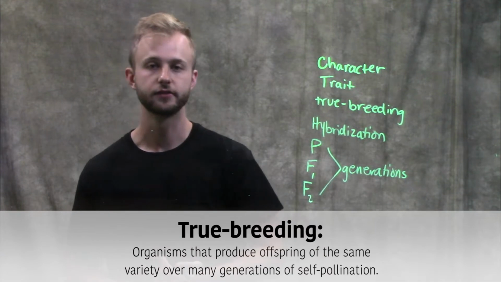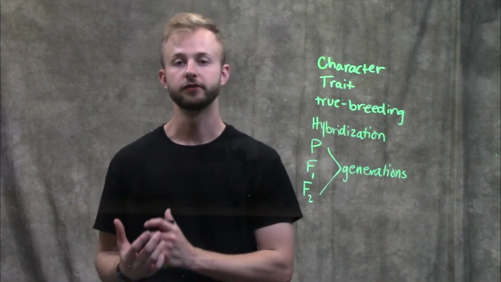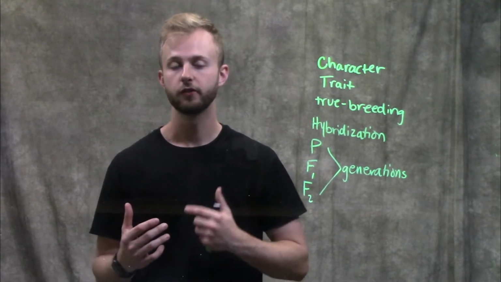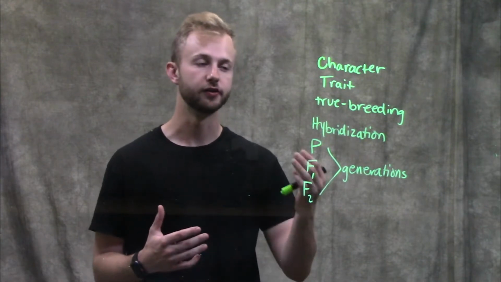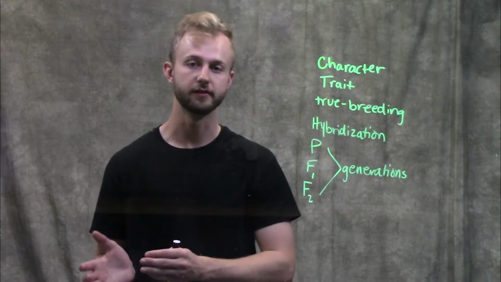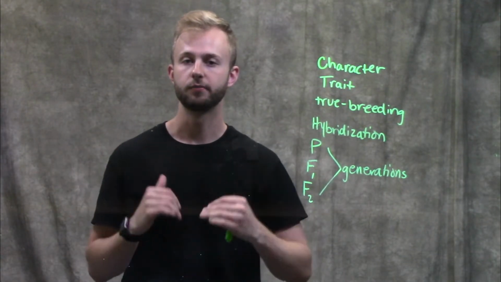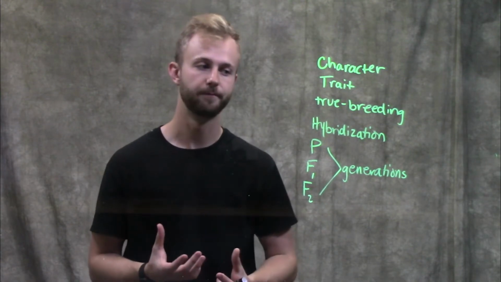When we think about it in terms of Mendel's experiment, true breeding is going to be the plants that, after repeated rounds of self-pollination, only produced offspring that had the same traits as the parents. So true breeding means that the parents are going to produce offspring that look just like them and have the same traits as them.